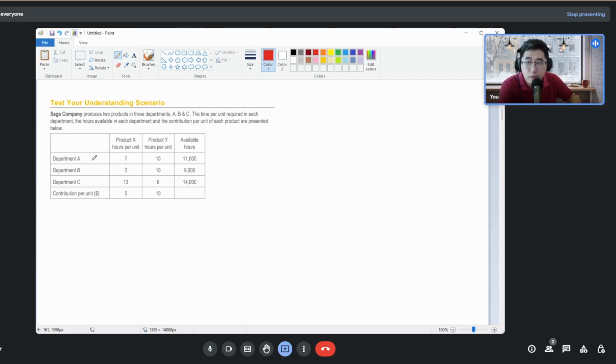So department A, department B, department C. Okay, so contribution per unit. Okay, product X hour per unit. So what does this segment actually mean?